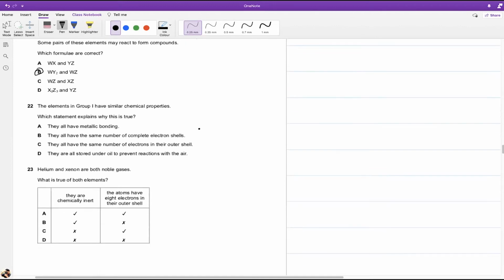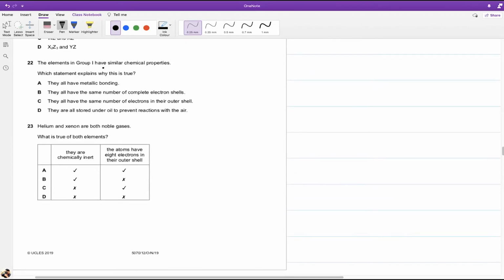All right. The elements in group 1 have similar chemical properties. Which statement explains why this is true? It could be for any group and it will still have the same answer. They all have the same number of complete electron shells. No, they have the same number of electrons in the outer shell. That is what determines the chemical properties of anything. And groups are no exception.